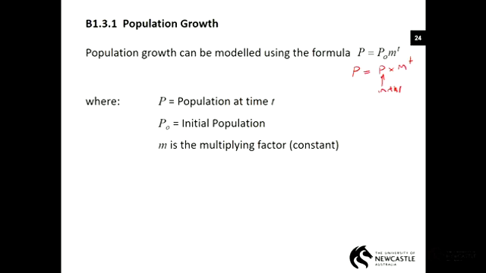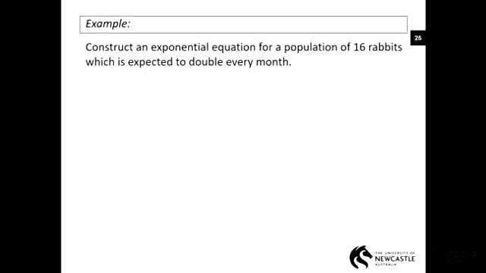Population at time t, so I want to make this formula, and then someone asks me, well, what's going to happen in 7 years? Fine, I'll chuck in t equals 7. P naught is still initial population, and m is a multiplying factor, which is maybe it's doubling, maybe it's tripling, whatever. And again, it looks like that. So let's do an example.